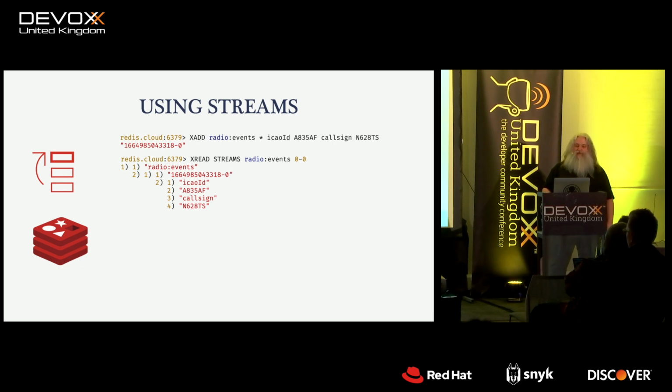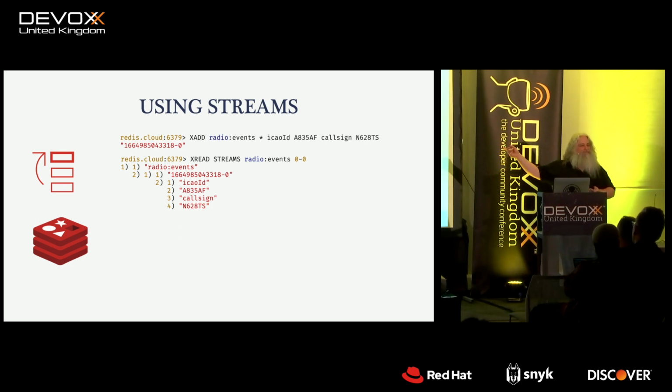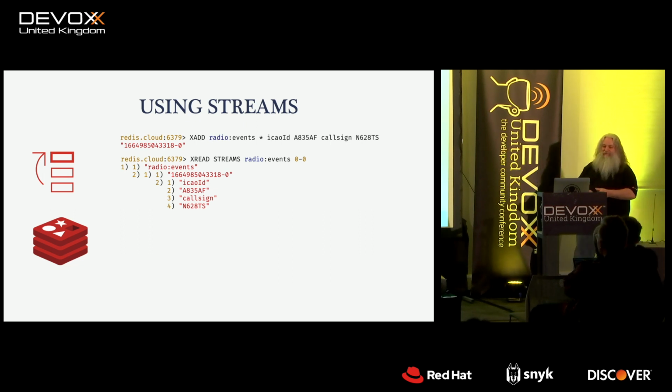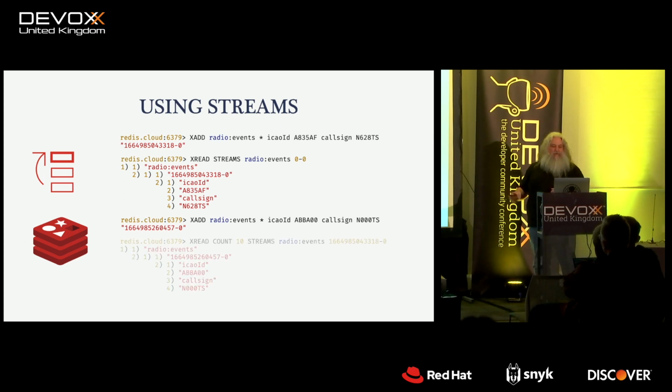To read the stream, we use the xread command, and we give it the name of the stream and the key we want to start with. If we give it 00, that's the beginning of time, and this command right here will return everything that's been added to the stream since it started. Probably not a command you want to run if there's a lot of data there. Here we add another one.